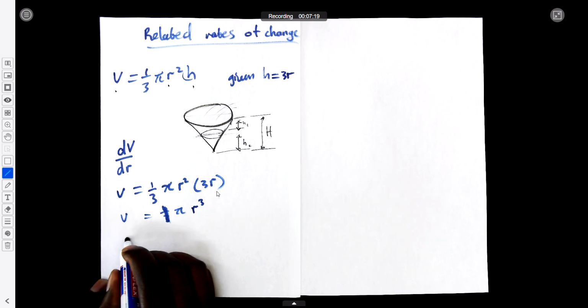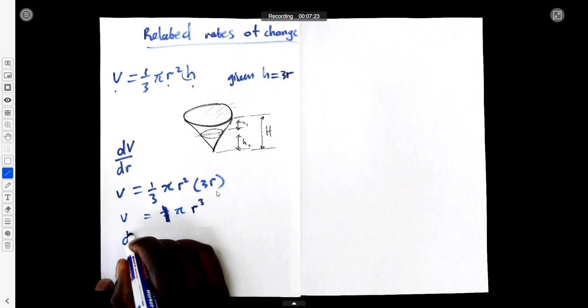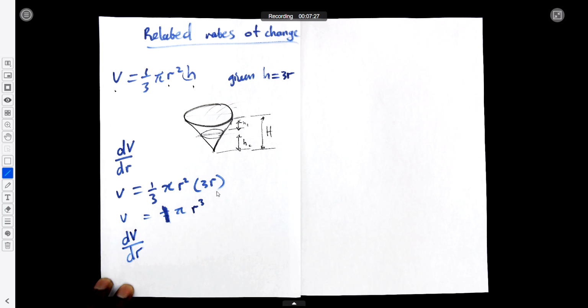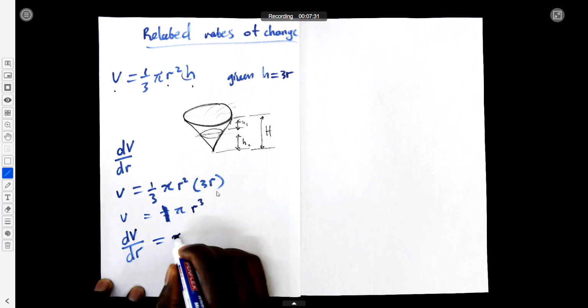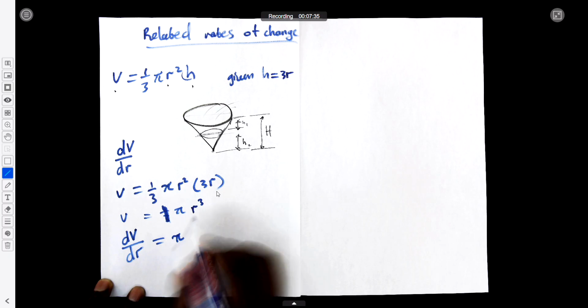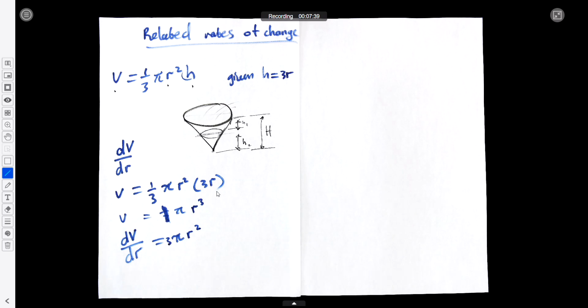So let us derive V in terms of R. So we're going to say dV over dR. We're changing the volume in terms of R. So therefore it's equal to pi, and we derive R cubed in terms of R. We're going to have what? 3R squared, isn't it? So we have 3 pi R squared. So we're changing the volume in terms of R, hence change in volume over change in the radius R.